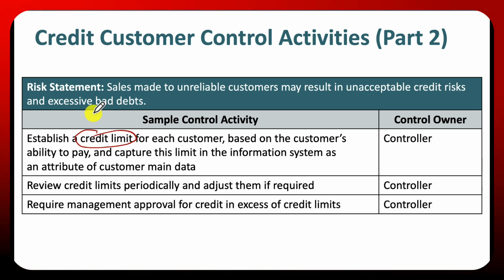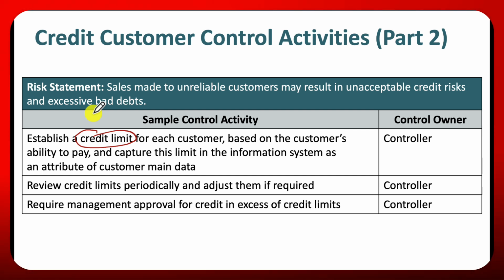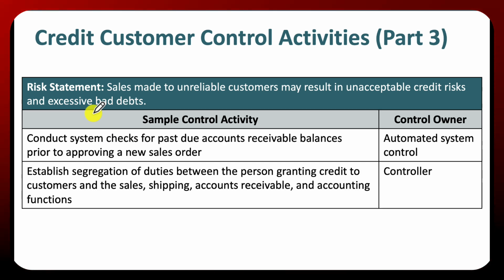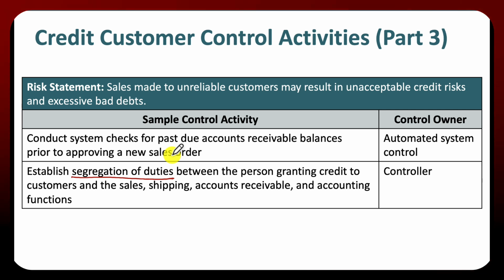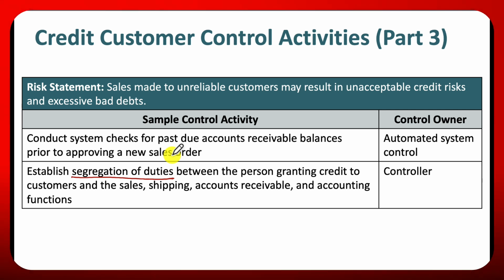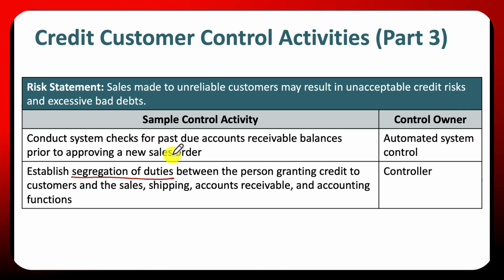The controller would also review credit limits periodically and adjust them if necessary, or they might require management approval for credit in excess of those established limits. The controller might also establish one of the easiest internal controls, segregation of duties, between the person granting the credit to the customers and sales, shipping, AR, and additional accounting functions.